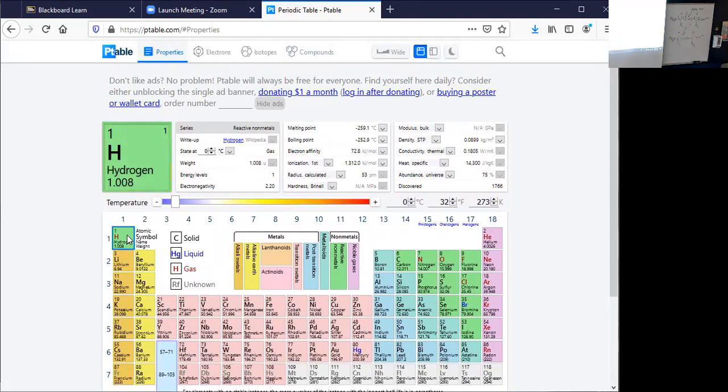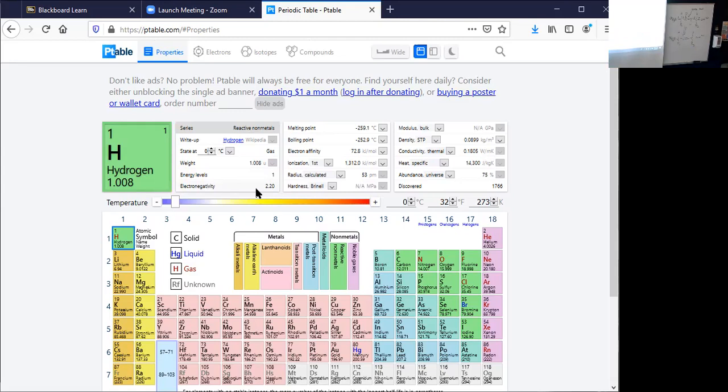All right. So I have hydrogen highlighted. And over here, if we look at properties, the electronegativity, I know this is kind of small, but the electronegativity of hydrogen is 2.2. One of the properties on the periodic table is electronegativity. And electronegativity is a measure of how closely an electron pair will associate with a particular atom.